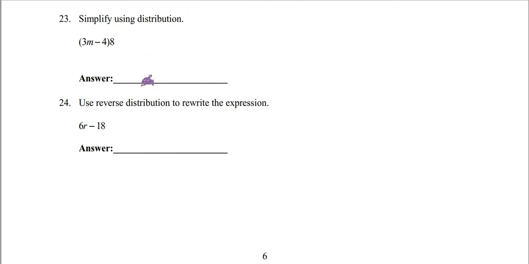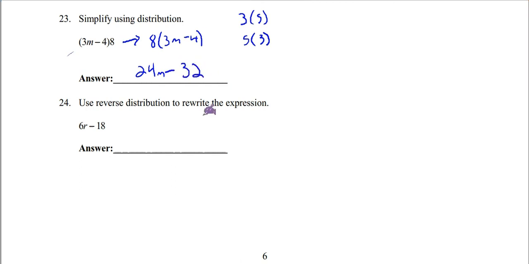Distribution, we're just seeing, do you get that it distributes from the right? And I could just say, well, 3 times 5, that's the same as 5 times 3. That's called commutativity of multiplication. So 3m minus 4 is the same as 8 times 3m minus 4. And if that is more comfortable for you to look at, then there you go. Distribute from the left or from the right. It's all the same thing. 8 times 3m is 24m. Same as this. 8 distributed to 3m, 24m. 8 times negative 4, negative 32. And it is done.